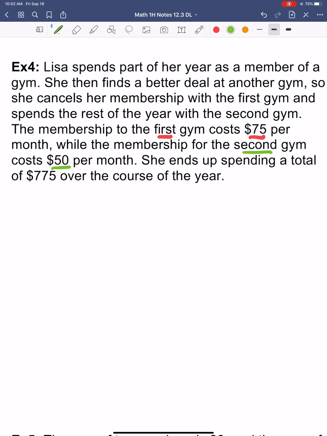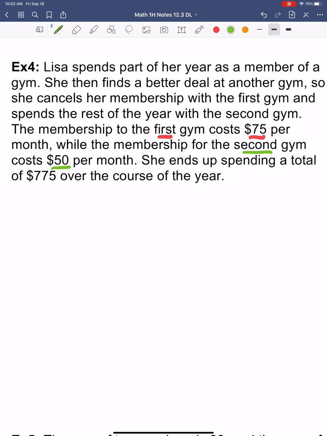So this one says, Lisa spends part of her year as a member of a gym. She then finds a better deal at another gym, so she cancels her membership with the first gym and spends the rest of the year with the second gym. All right, so that's a lot of information there, right? So basically they're telling us that she's going to these two different gyms.